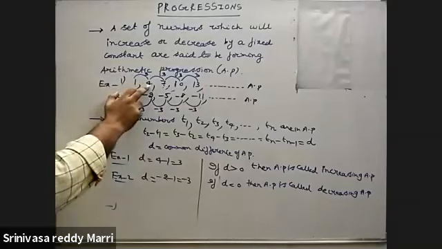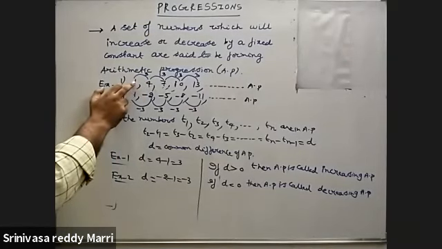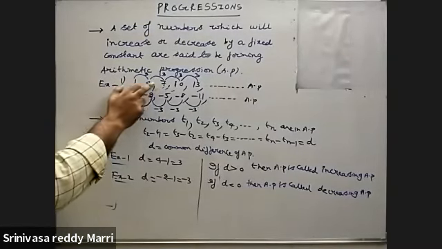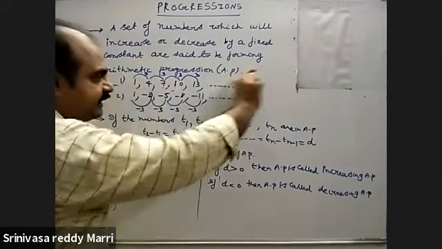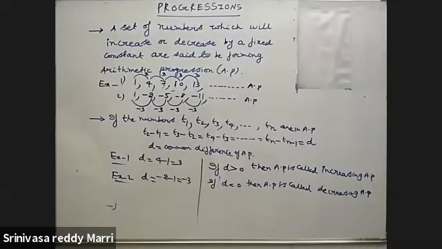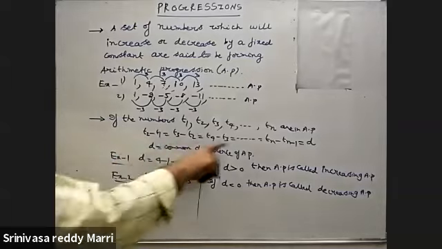you find the differences. Second term minus first term, third term minus second term, fourth term minus third term, like that. If every difference is the same, then the numbers are said to be forming an arithmetic progression. That is the only thing in arithmetic progression. Now, the common difference of every two successive terms must be the same.